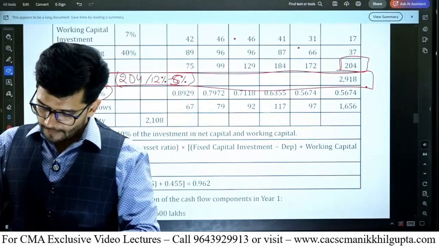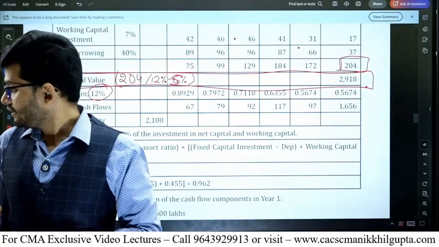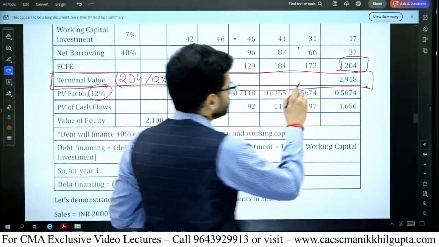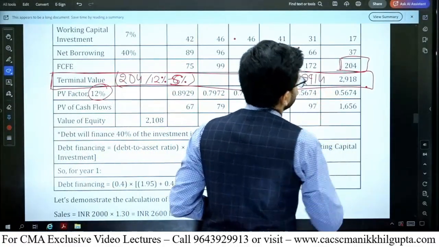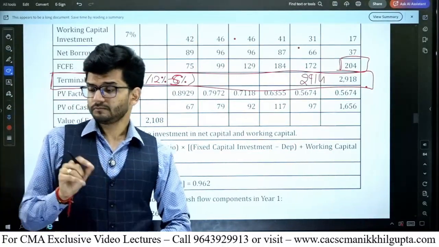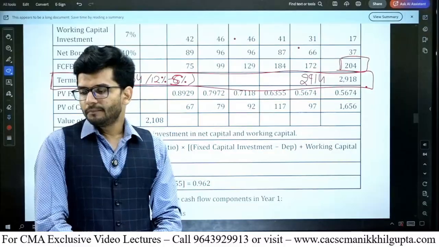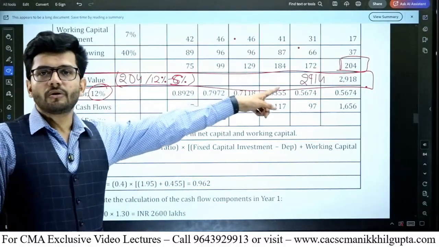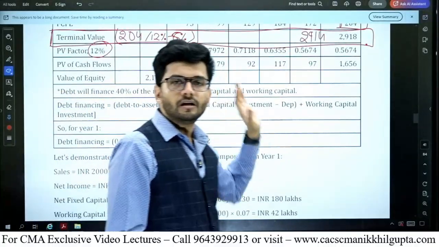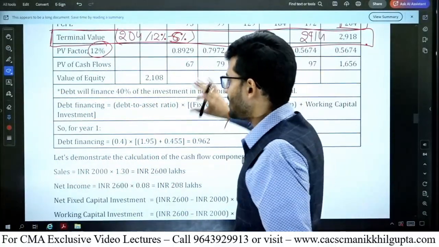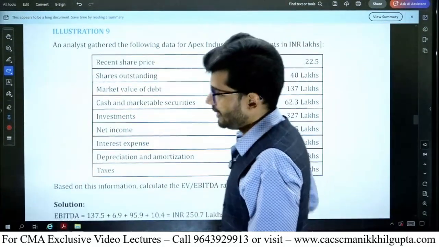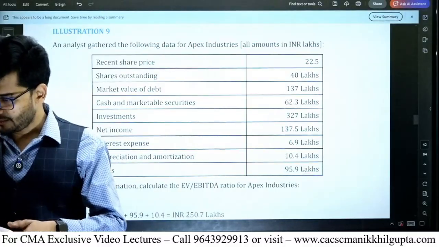So 204 divided by 12 minus 5, 7%. The answer comes out to be 2914. I told you there will be a little bit of decimal-related variation, but it's okay. That is how terminal value is required to be calculated in this question. Rest everything is the same as what we have already done in our earlier question. All the calculations are absolutely the same, straightforward calculations. So this was illustration number 8 for all of you. Let's come on to illustration number 9.